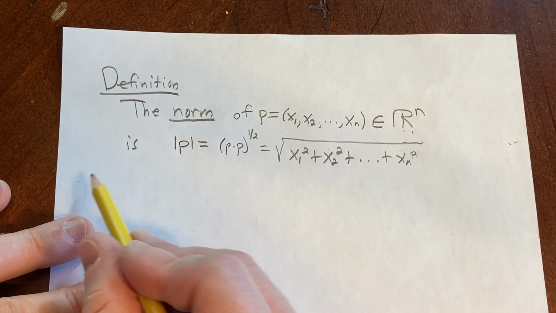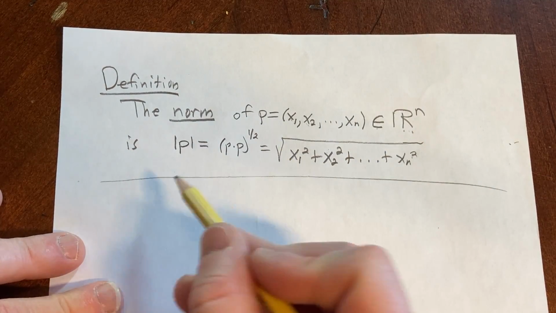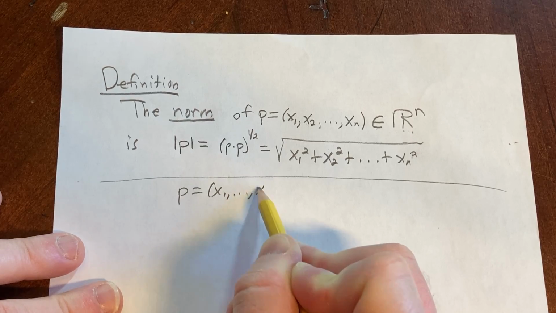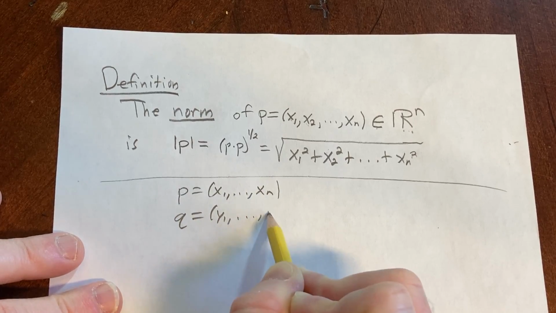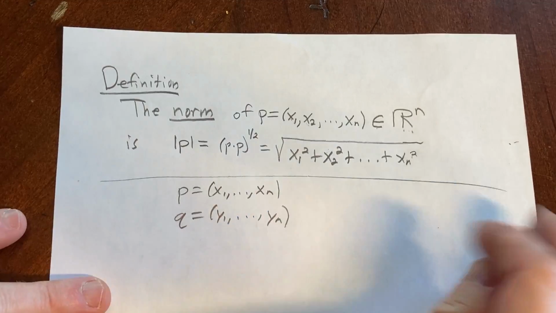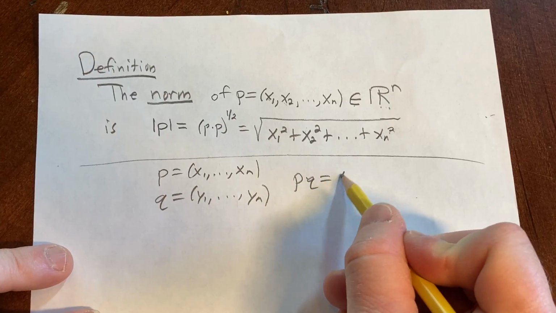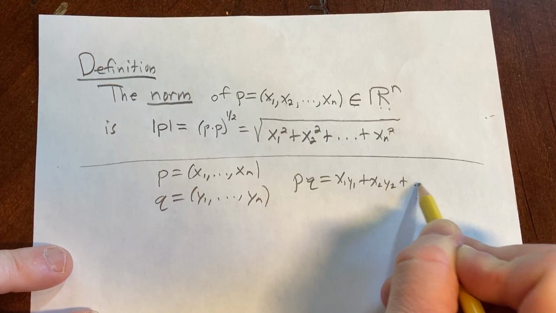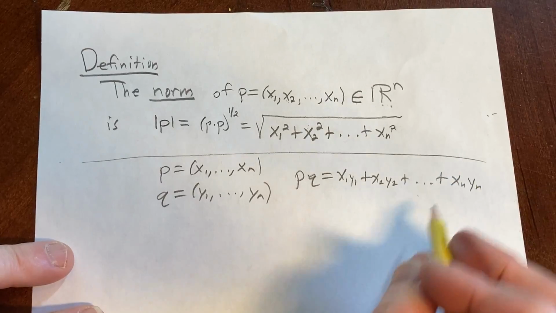Right, and that's because if you have, let's say you have P equals x1 through xn, and then you have q equals y sub 1 to y sub n. Well, the inner product P dot q is just x1 y1 plus x2 y sub 2 plus dot dot dot, plus x sub n y sub n. It just gets annoying to say sub.